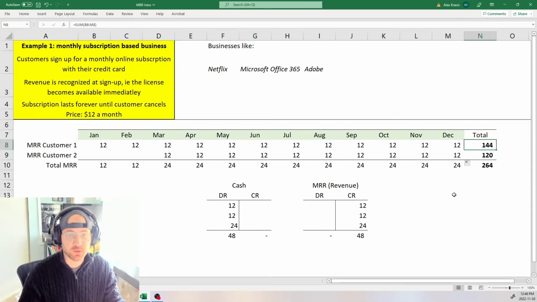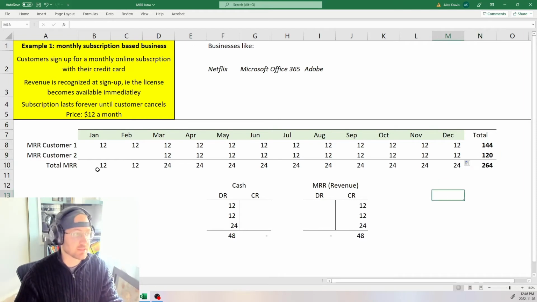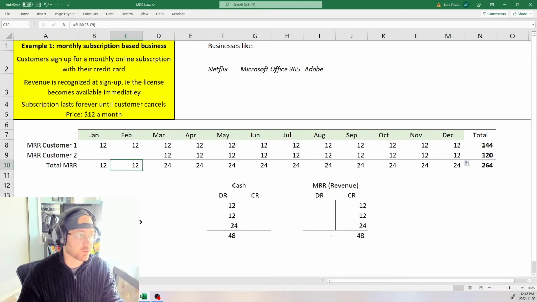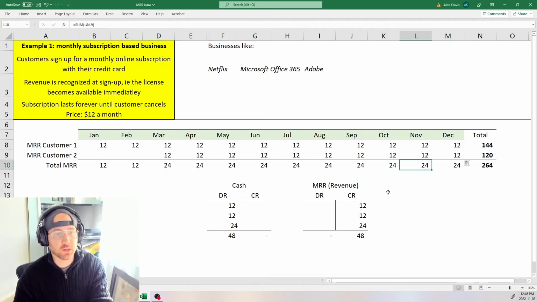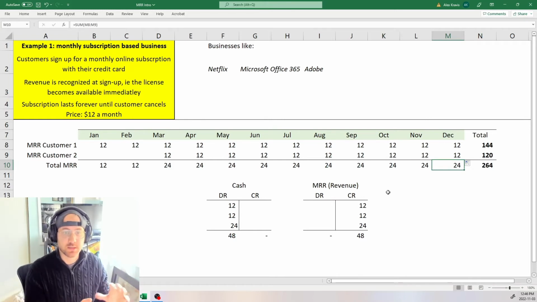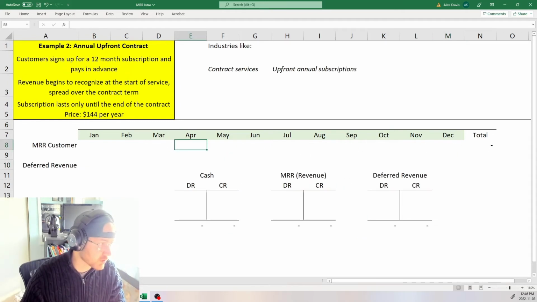The first customer granted us $144 worth of revenue and cash throughout the year, whereas the second customer granted us $120. But you can see here the MRR, the monthly recurring revenue, was $12 in January, $12 in February. Now all of a sudden you're up to $24, and it's $24 indefinitely until somebody cancels. So that's basically the first example that I want to show you of what MRR looks like in a monthly subscription-based business. Flipping over to example number two.